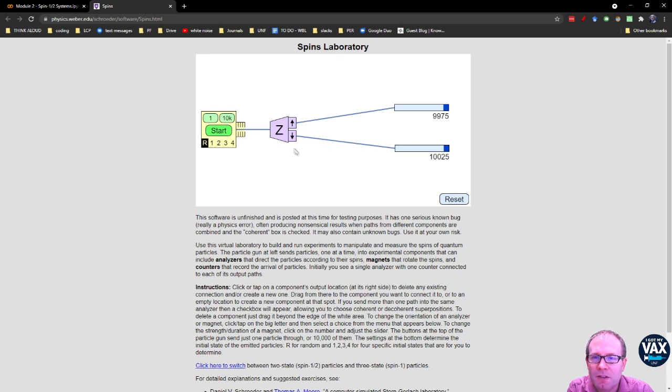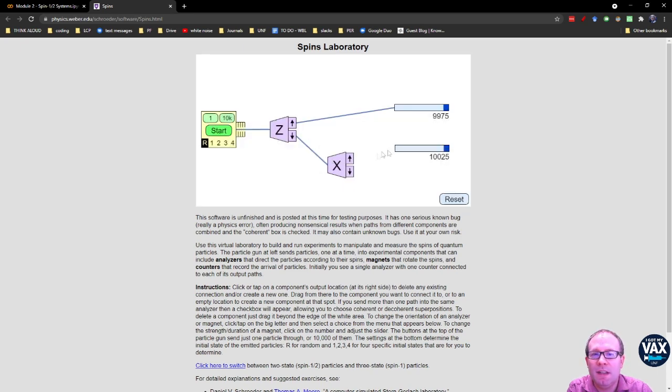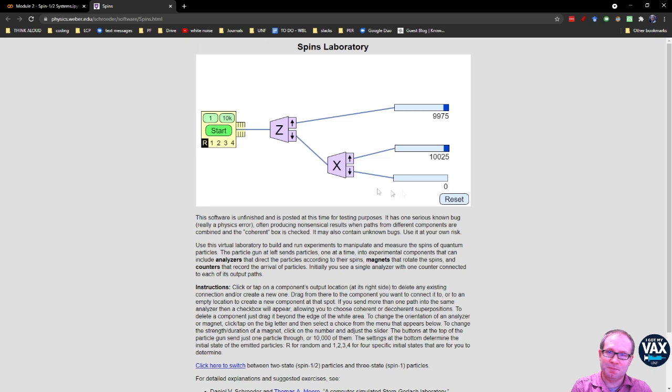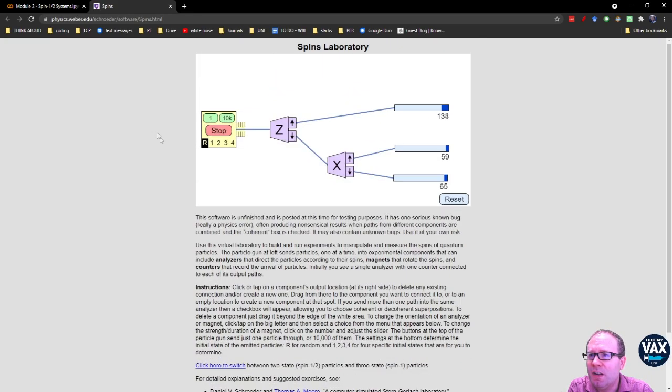But another thing I can do, if I click and drag here, I can add another analyzer. So say I want to go z and then I want to go x. And that's where the interesting stuff happens, because I can add another counter here, reset, and then see what happens when I start examining beams along multiple directions. So this is very straightforward. You literally just click and drag, right click to interact with stuff. There are some instructions here as well.